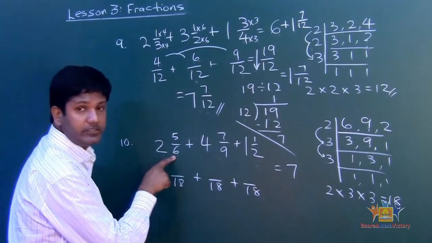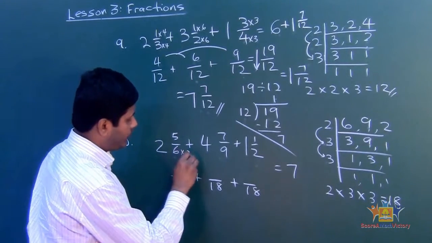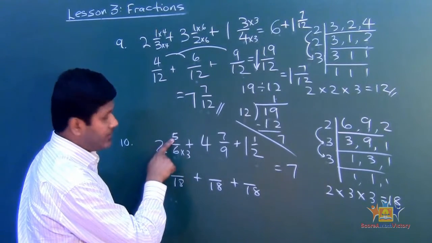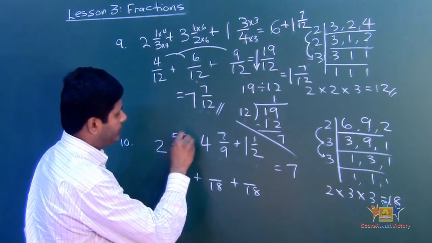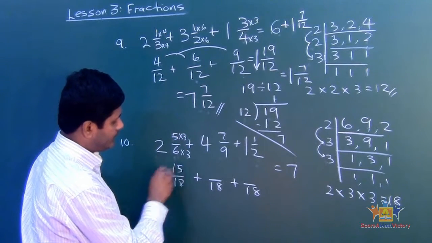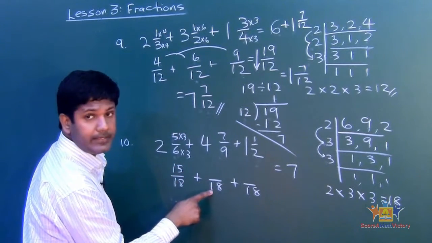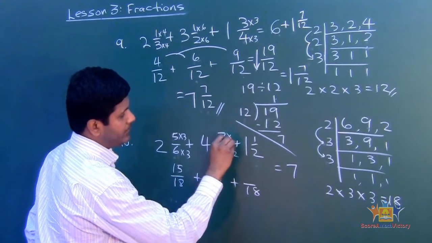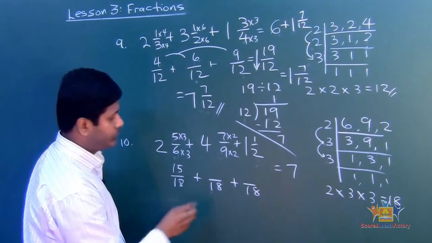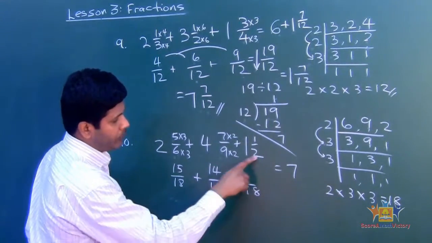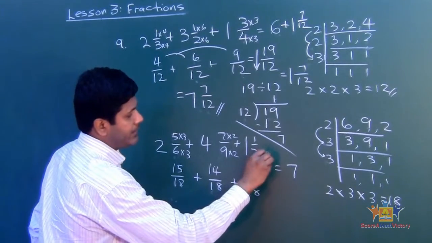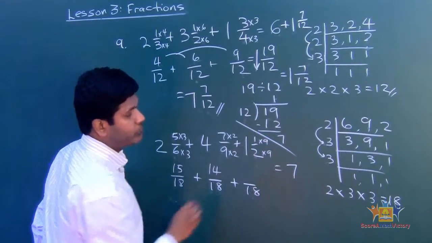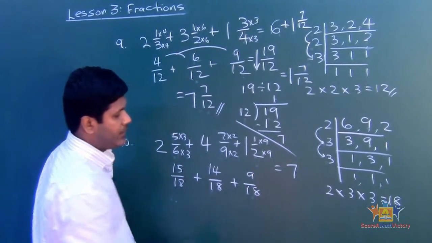Okay? How do I go from 6 to 18? I multiply this by 3. 6 times 3 is 18. See that? That means I multiply 5 also by 3. 5 times 3 is 15. How do I go from 9 to 18? I multiply that by 2. If I multiply this by 2, I multiply that also by 2. 7 times 2 is 14. How do I go from 2 to 18? I multiply that by 9. 9 times 2 is 18. That means I multiply the numerator also by 9. 1 times 9 is 9.